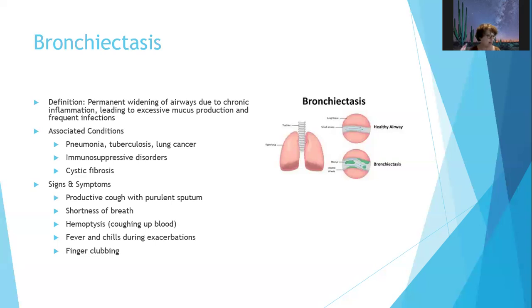So bronchiectasis can be characterized as obstructive, but since it's associated with other lung and systemic conditions, it's kind of categorized as a general condition. So it can be restrictive or obstructive. Your signs and symptoms are going to include a productive cough with purulent sputum, shortness of breath, hemoptysis, coughing up blood, fever and chills during exacerbations, and finger clubbing. So that's never a good thing. None of those things are good, are they?